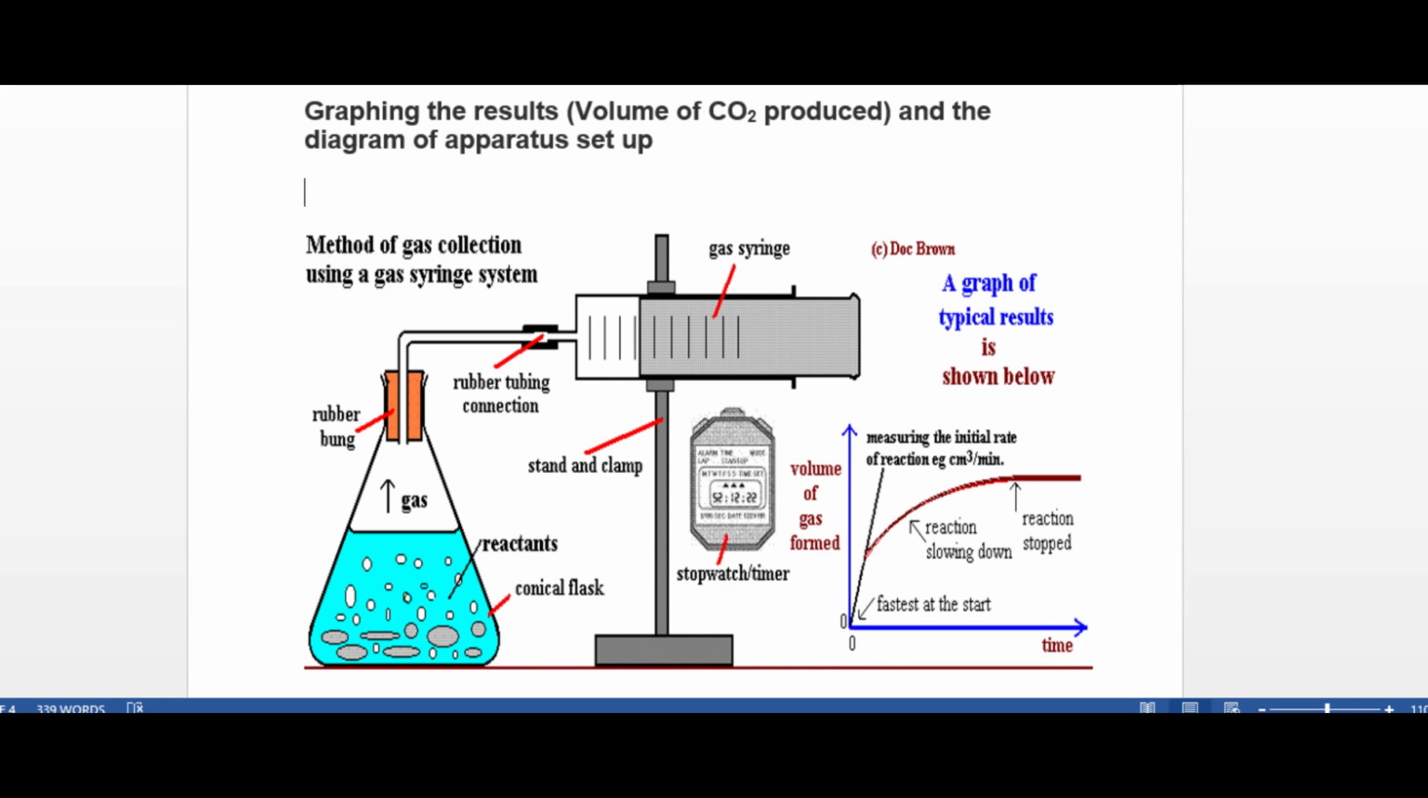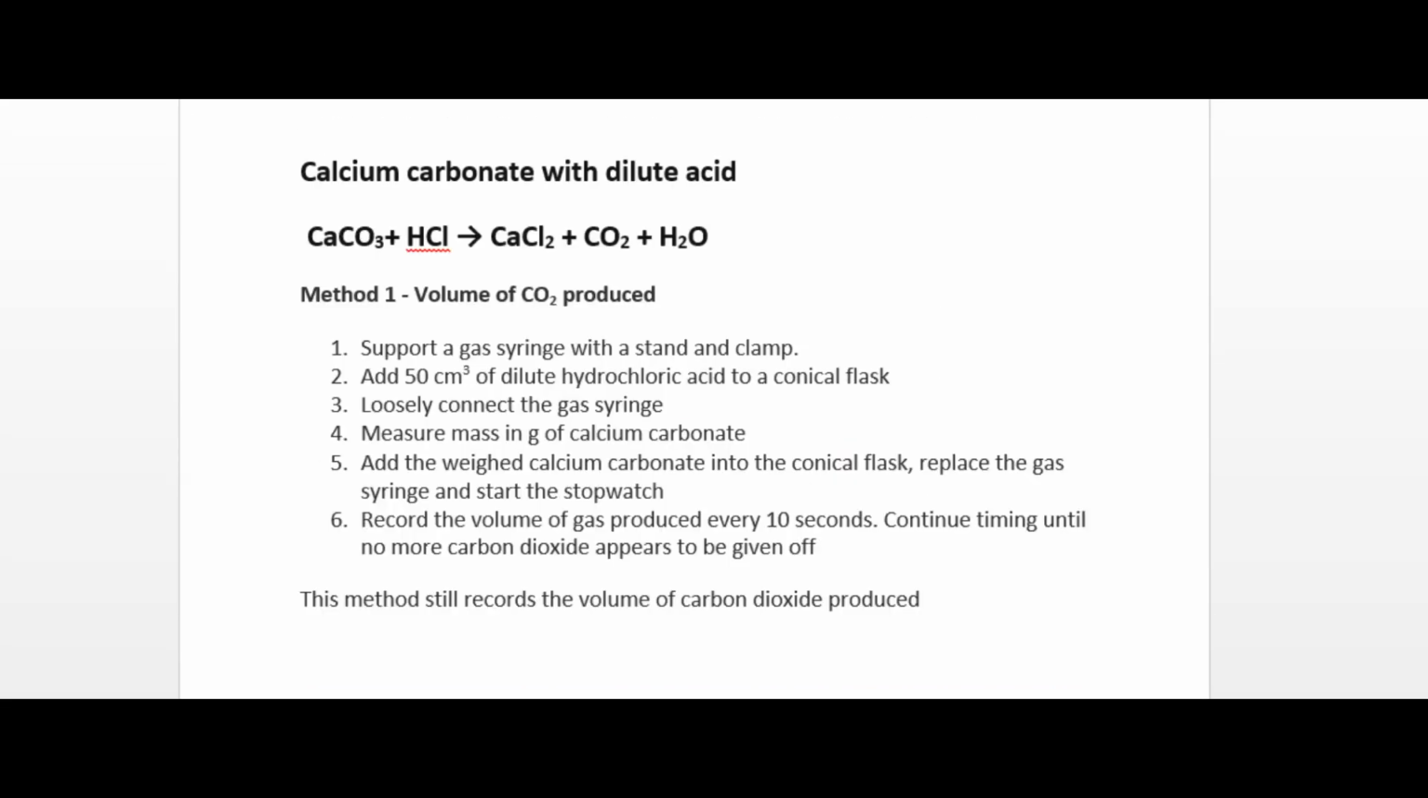Now, what formula do you think you should use? We should use the formula: the volume of the gas produced divided by the time in which it has been produced. That is giving us the rate of the reaction. How can you write it? You can use these points to write your answer.